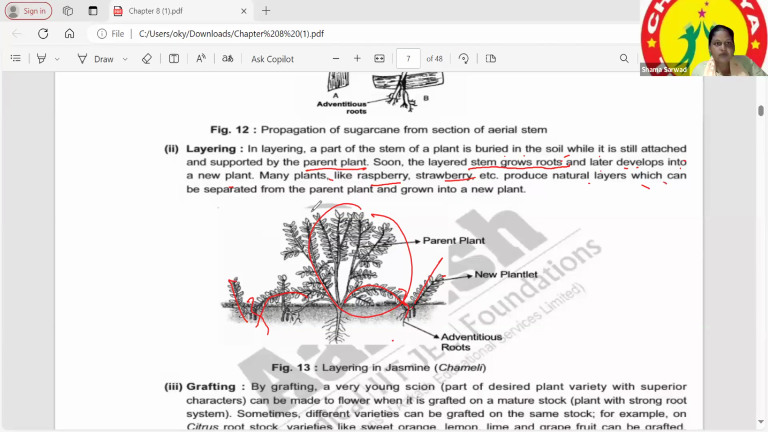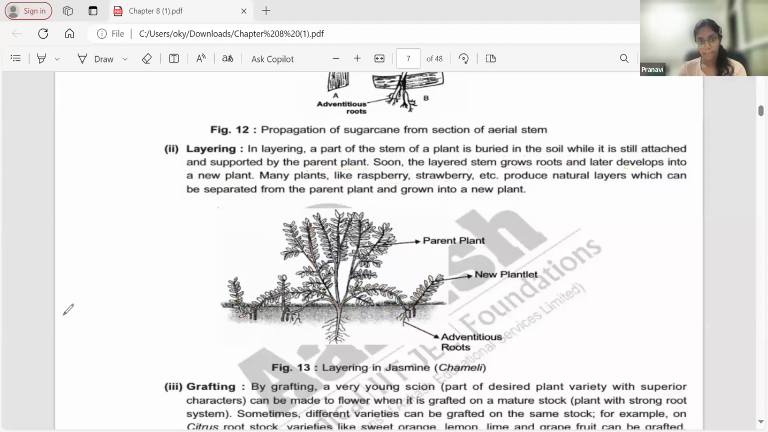So what they said is that raspberry, strawberry and others produce natural layers which can be separated from the parent plant and grown into a new plant. So naturally this layering happens in raspberry and strawberry by itself. That is not manually done. Naturally it happens. And sometimes it can be done manually also to take a proper yield. And the next one, grafting.